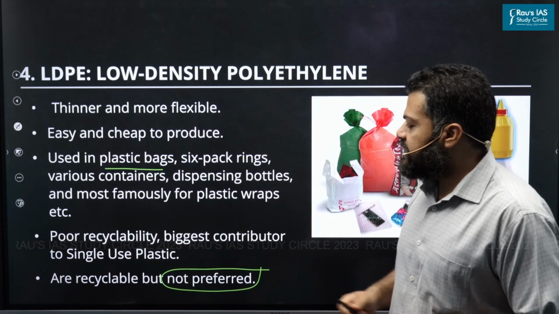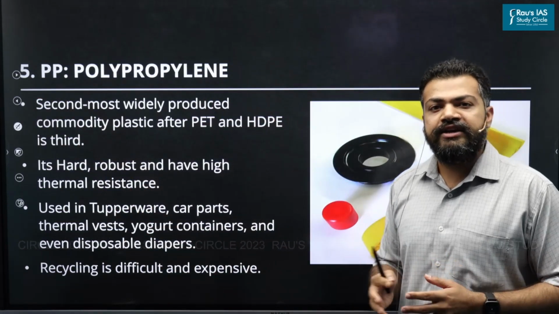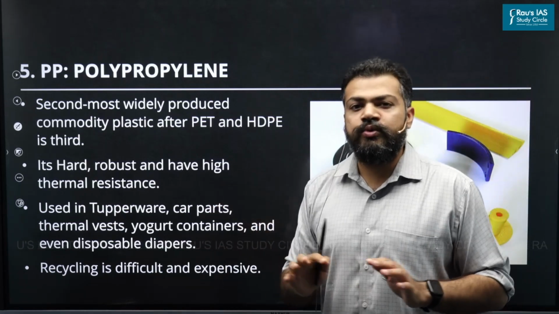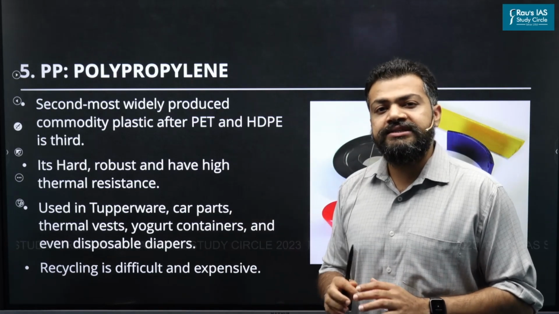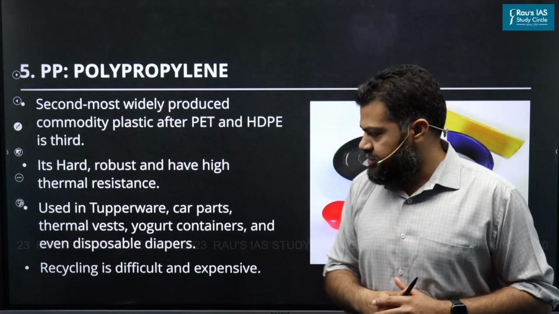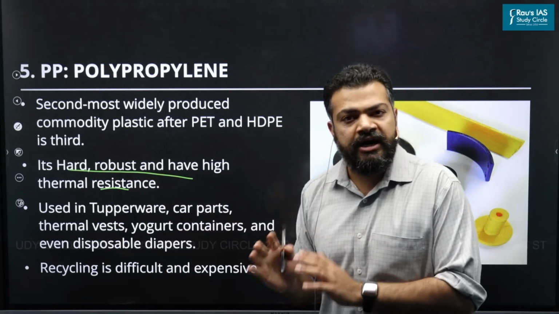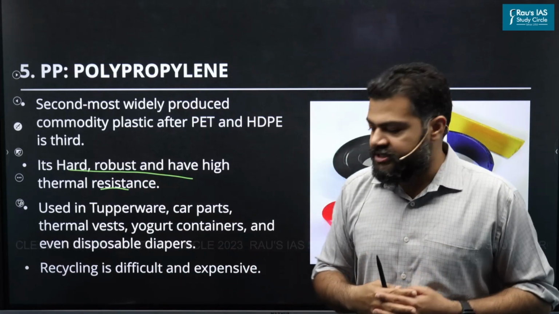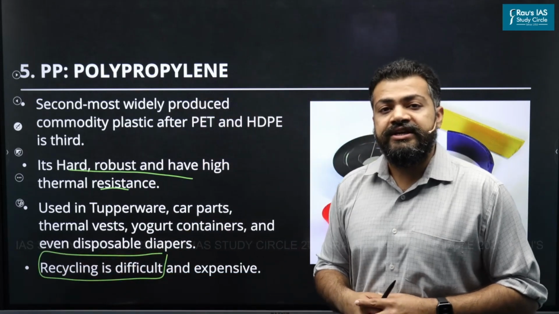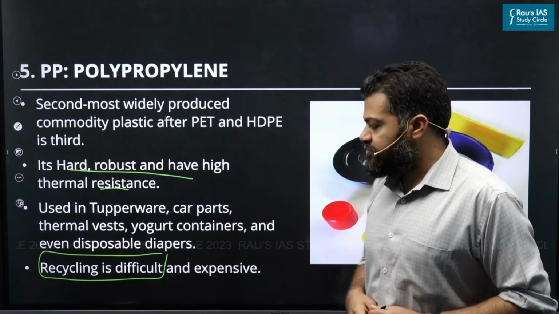Then apart from this, we have polypropylene. Polypropylene is another kind of plastic quite popular around us. This is the second most widely produced plastic, and it is very extensively used in machine parts or making rigid or robust parts. Because of their hard and robust nature and high thermal resistance, they have a very high utility in cars, machine parts, car equipment and such things. But remember, their recyclability is also quite difficult and very expensive. So again, polypropylene is something that should be avoided as much as possible, right?